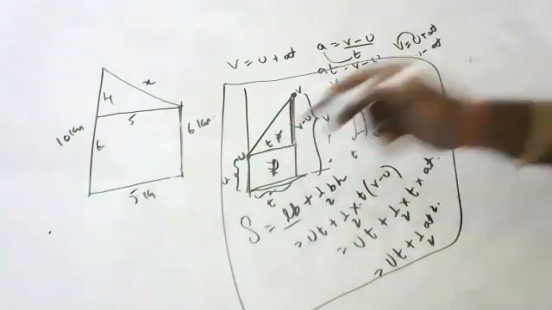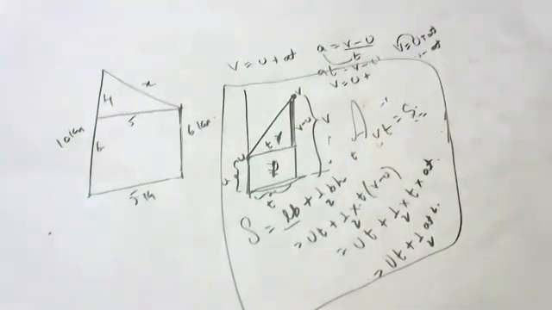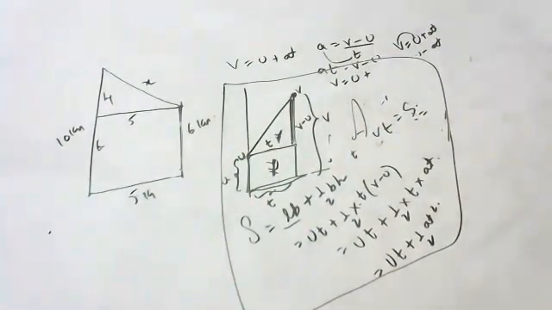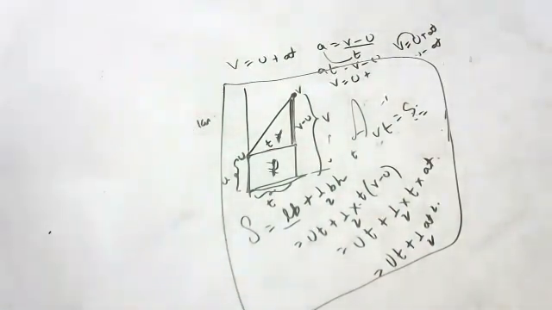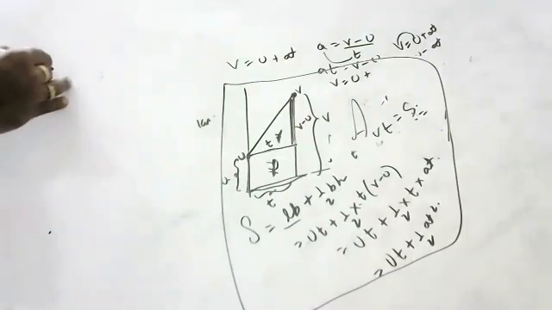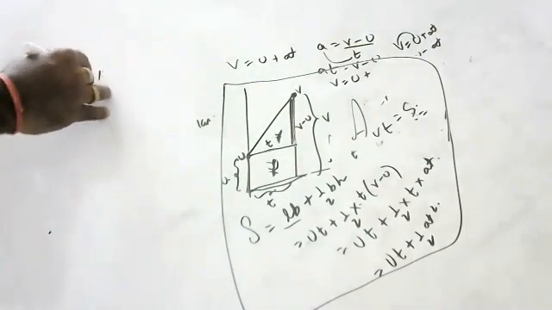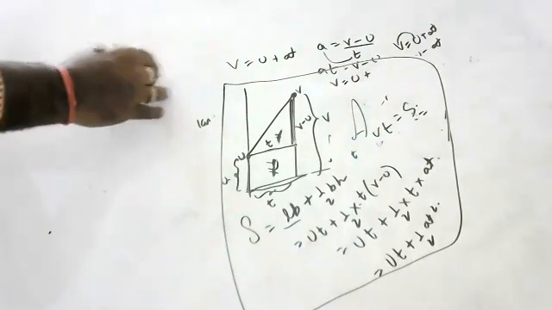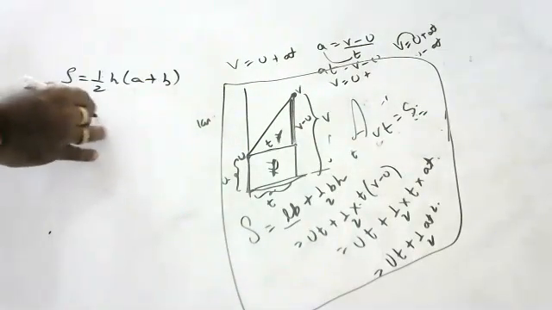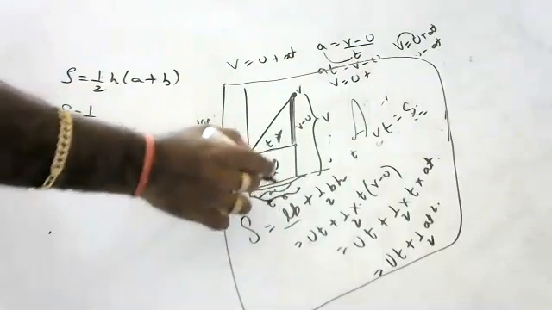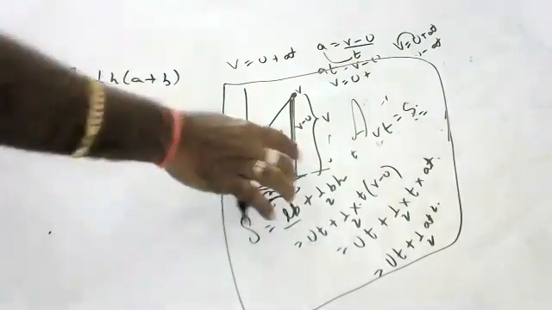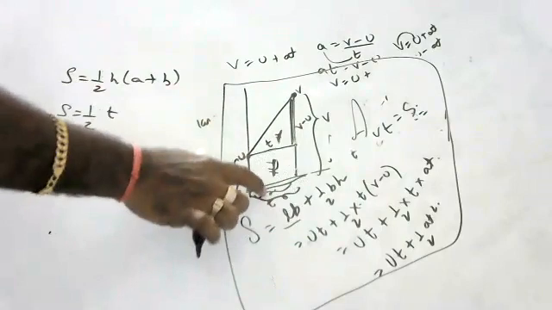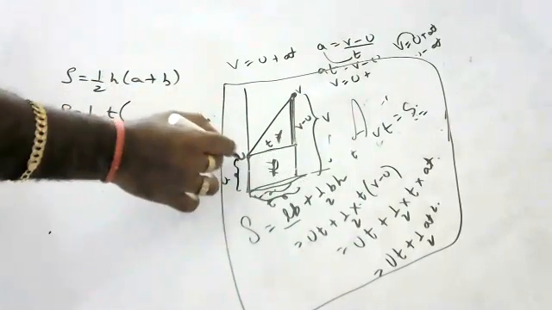No, sir, I want V square minus U square is equal to 2AS as derivation. Children, same graph, but we have to use the area of trapezium formula. What is the area of trapezium formula, children? Half into h into a plus b. What is h? The distance between two lines is T, children. And one is U.